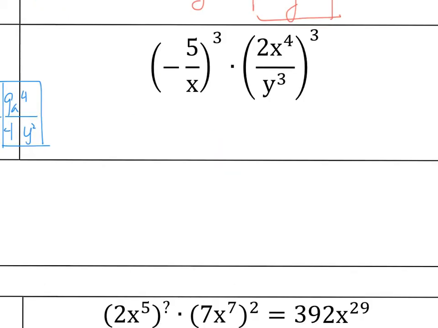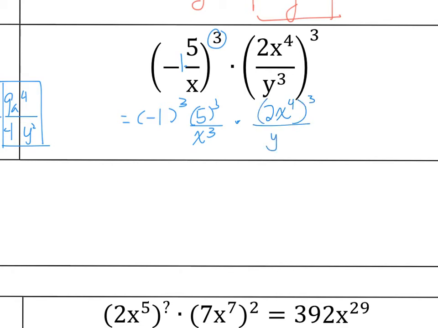Okay, for this next one here, there's a -1 factor in the front, so I can share the power of 3 with -1, as well as 5 and x times 2x to the 4th power to the 3rd power over y cubed to the 3rd power. Okay, I share the 3 to both the numerator and the denominator.